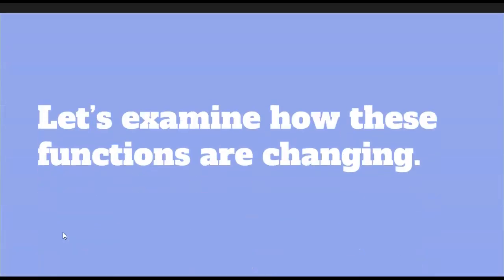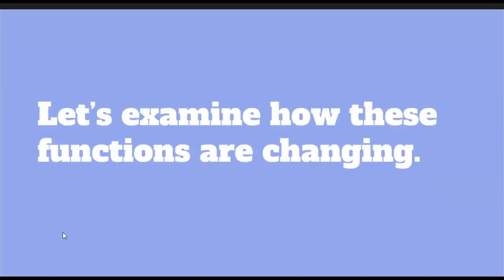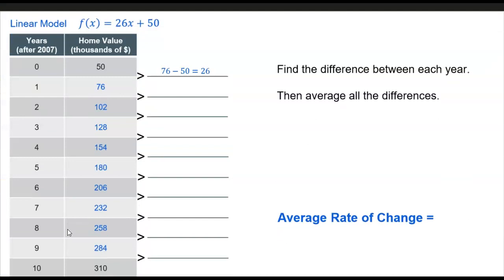So since we're looking at average rate of change today, let's dig a little bit deeper into what we mean by rate of change on these functions. For our linear model, we're going to find the difference between each year and then average all the differences. That's what we mean by average rate of change, right?